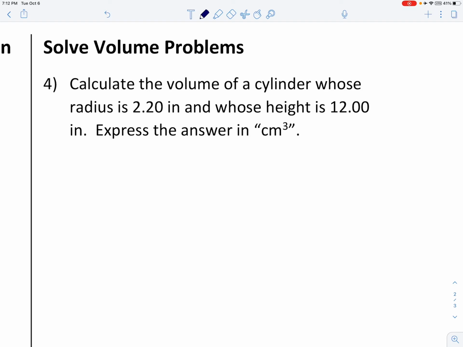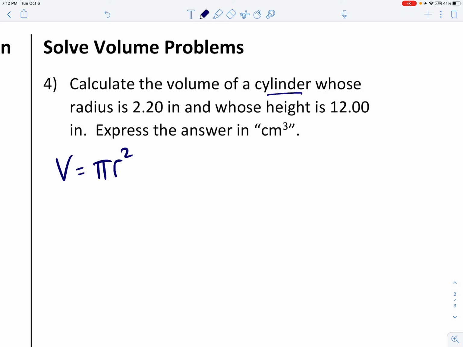Finding volume was a big part of this first unit. We did a large worksheet on this. You're supposed to know the different formulas for volume. They will not be given to you on the test. You have to memorize those. So here we have a cylinder. We want the volume of the cylinder.